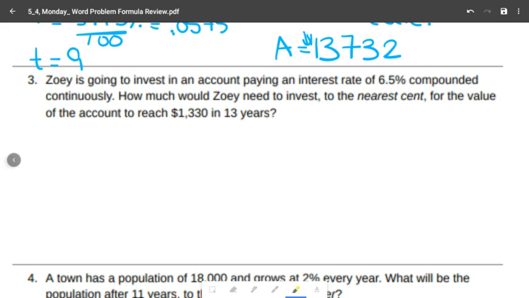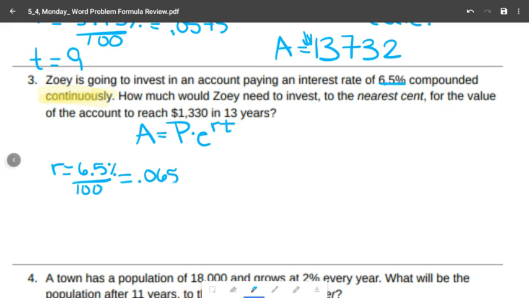Well, looking at it, I see the word continuously right here, so I am stopping right away on the first formula, A equals P times E to the RT power. So here we have 6.5%. There is your R. Divide by 100 again, so we get 0.065. We want the value of the account to reach $1,330. So that is your A, final amount. And T, time, is 13.